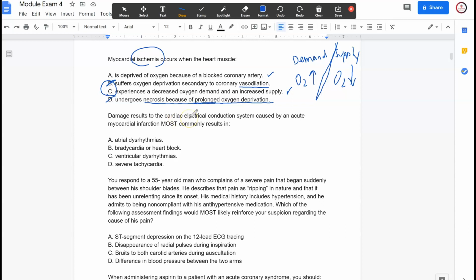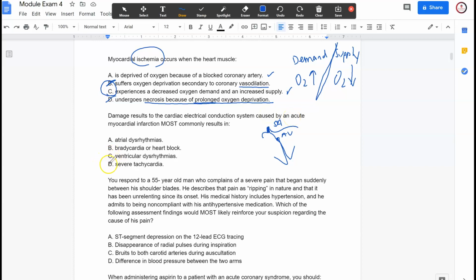Damage to the cardiac electrical conduction system caused by an acute myocardial infarction most commonly results in, right? So that's your SA node, your intranodal pathways, your AV node, and your bundle of His and Purkinje fibers. If there is some sort of damage to any of this electrical pathway, there's going to be some sort of issue.